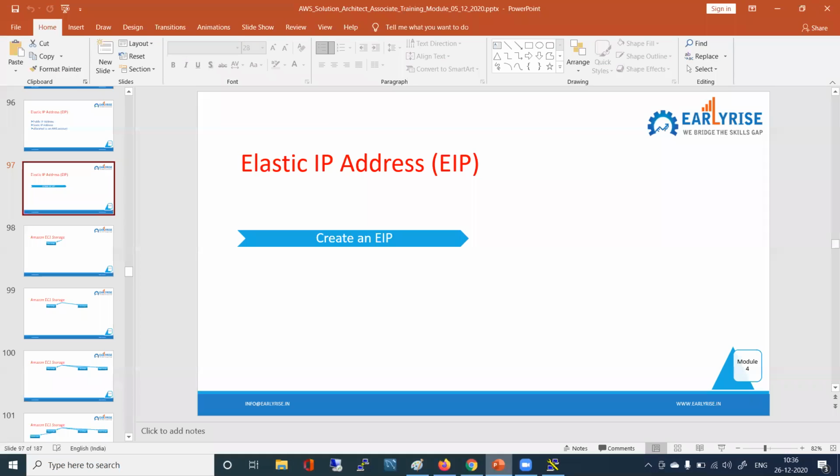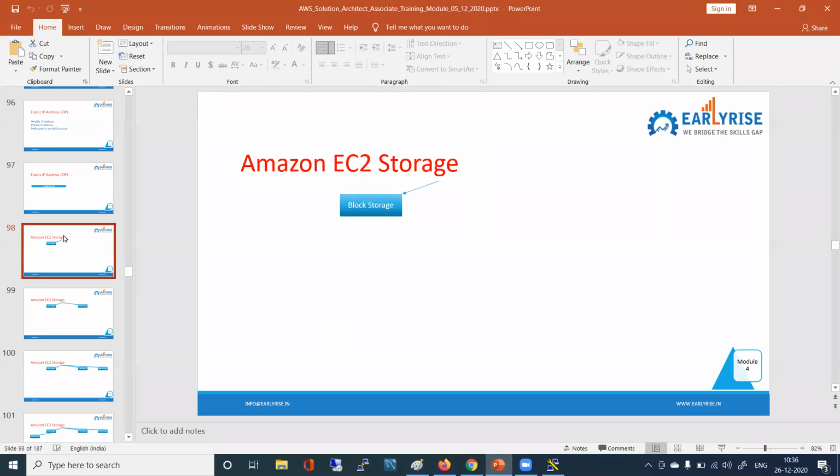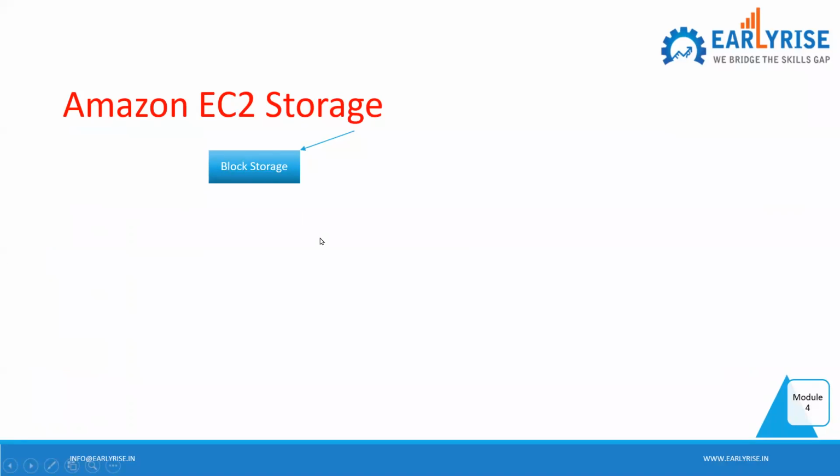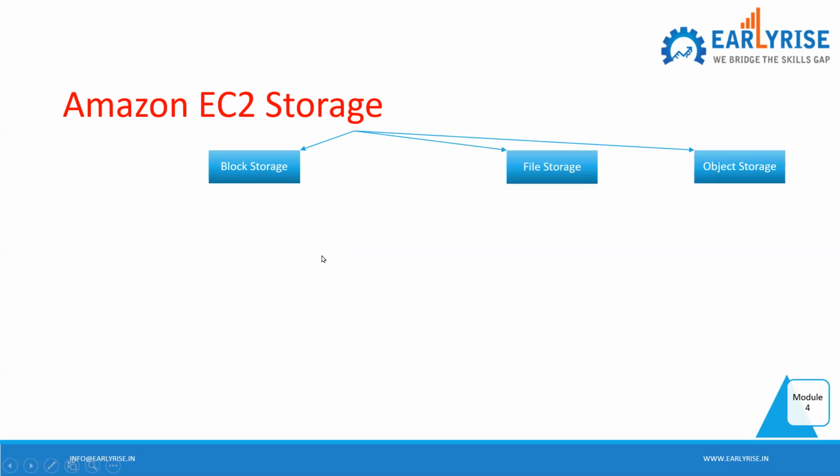Let's see the next topic. The very next thing is about storage. We will revise that storage. We have been discussing the EC2 storage. For EC2, we mainly have three types of storage: block storage, file storage, and object storage.